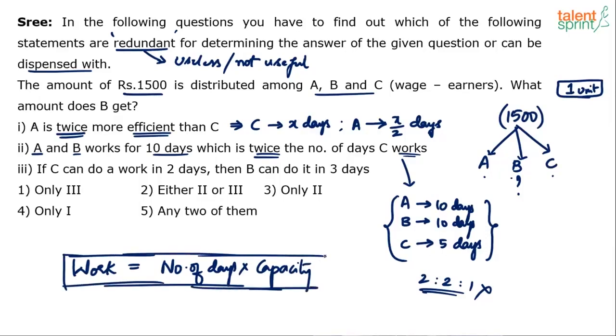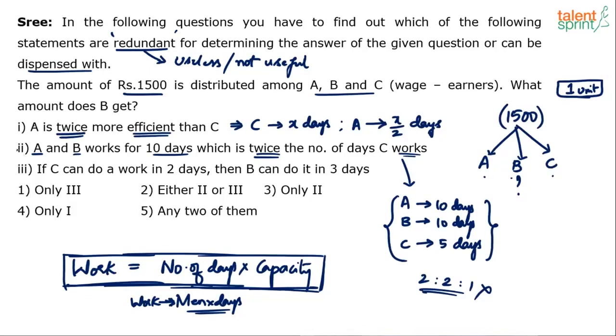Men into days. Remember, work is number of men into number of days. So A into the number of days for which A works, B into the number of days for which B works, C into the number of days for which C works. A, B, C is nothing but the capacities of A, B, C. Work is proportional to men into days, or it can be person into days. So men here indicates the capacity of the man: A's capacity into number of days for which A works, B's capacity into number of days for which B works, C's capacity into number of days for which C works.